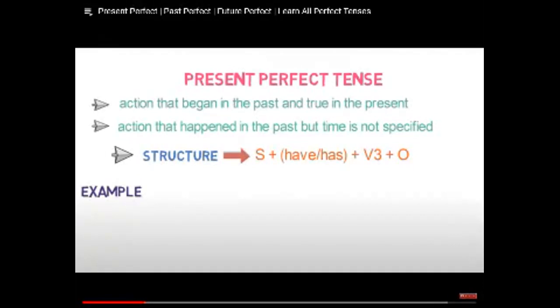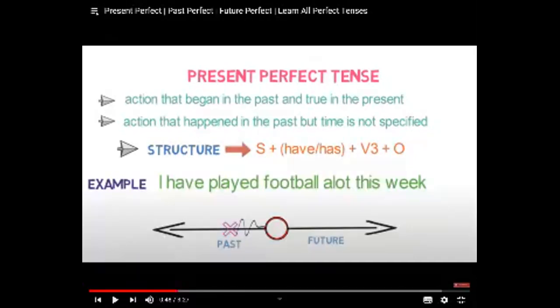Let me just give you one example. Present perfect tense refers to the action which we have started in our past and still continues in our present, but it must be completely done with a specified time. So first of all, let me talk about the structure which is written here.